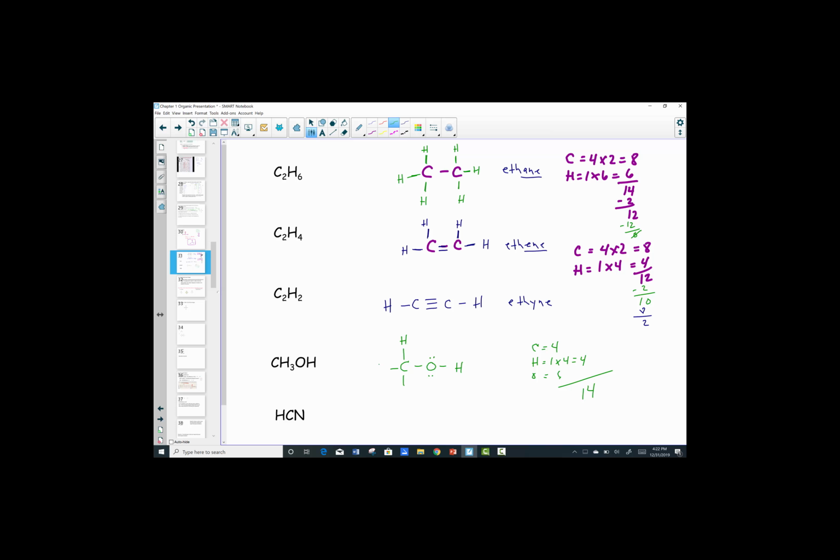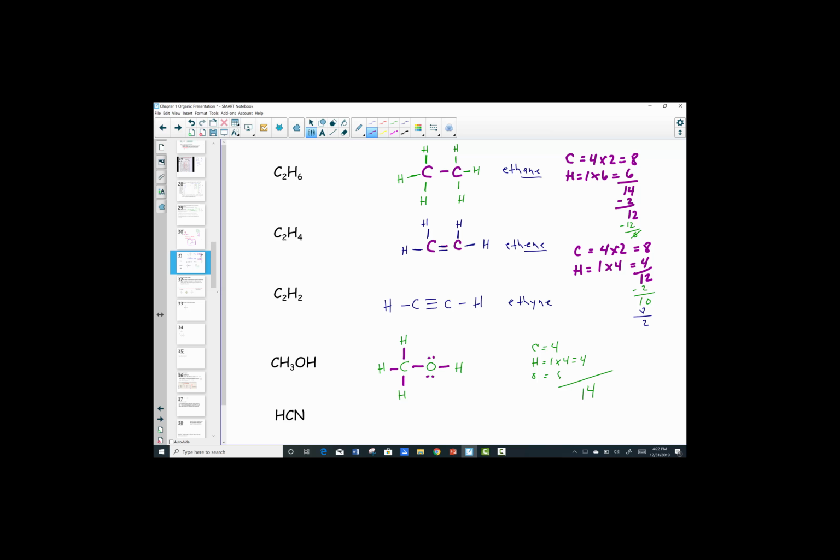Each one of these shows a 1, 2, 3, 4, 5, 6. Here's 7, 8, 9, 10. And then completing here, 11, 12, 13, 14 dots.